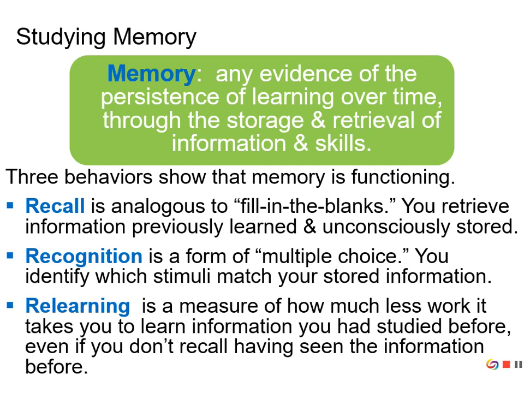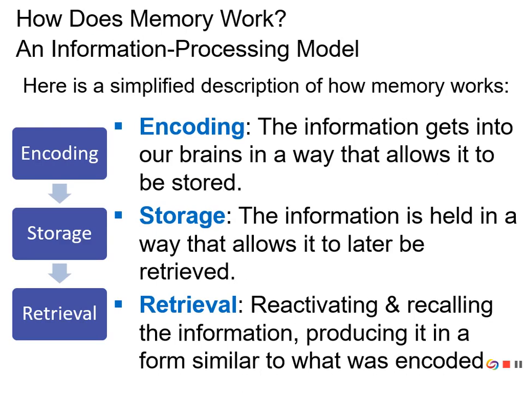So, lots of ways that we can have evidence. The model of how memory works is based on a 3-step process: encoding, storage, and retrieval. And we're going to break down these processes and try to talk about them as separate processes, okay?